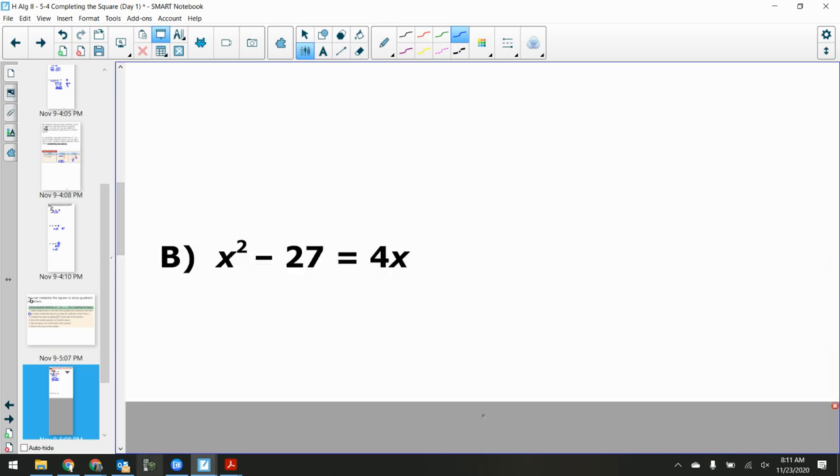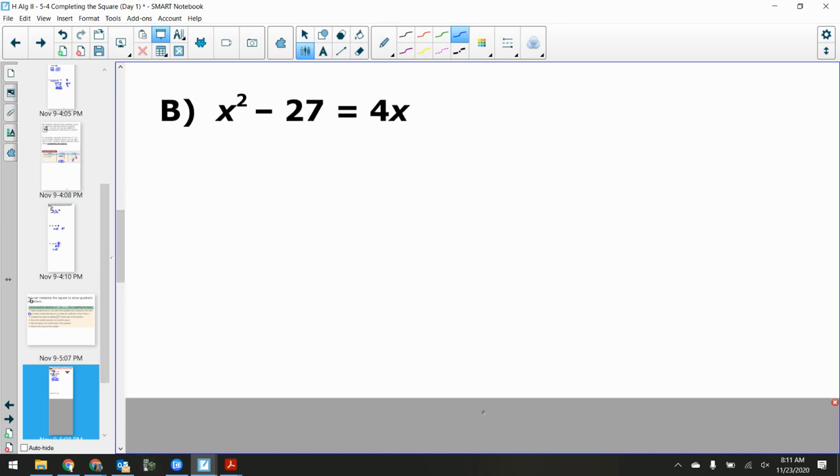Let's try this one. Make sure this is the same one for you guys. Minus 27 equal to 4x. Perfect. All right. So first step, variables to the left, constants to the right. Subtract the 4x to the left side. Leave a little room. Add the 27 to the right side.